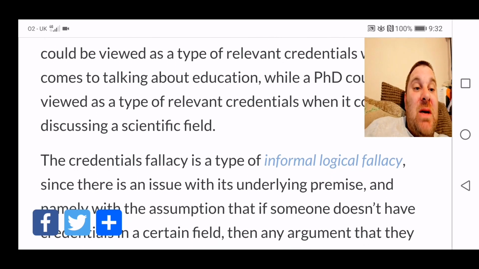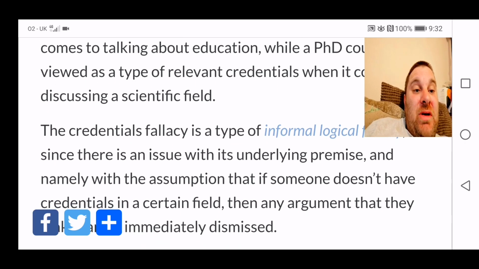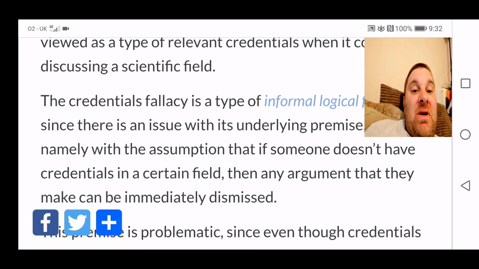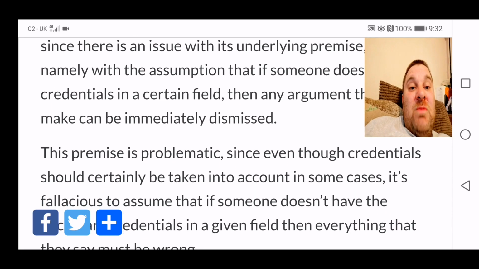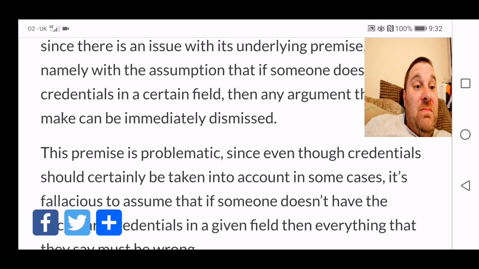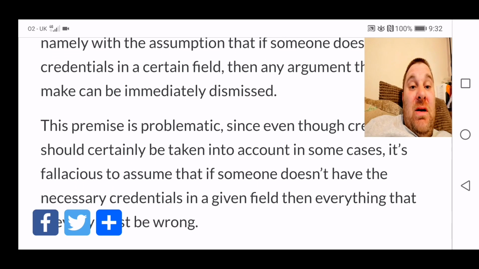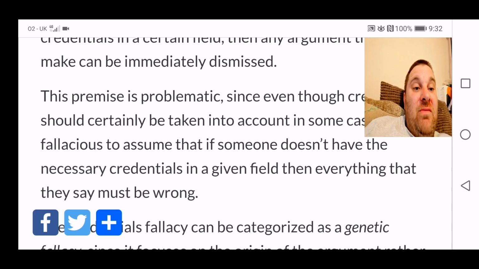The credentials fallacy is a type of informal logical fallacy, since there is an issue with its underlying premise, namely with the assumption that if someone doesn't have credentials in a certain field, then any argument that they make can be immediately dismissed. This premise is problematic, since even though credentials should certainly be taken into account in some cases, not all cases, it's fallacious to assume that if someone doesn't have the necessary credentials in a given field, then everything that they say must be wrong.